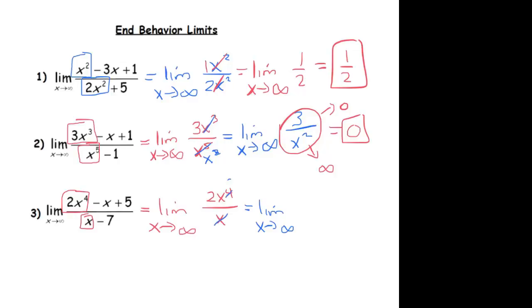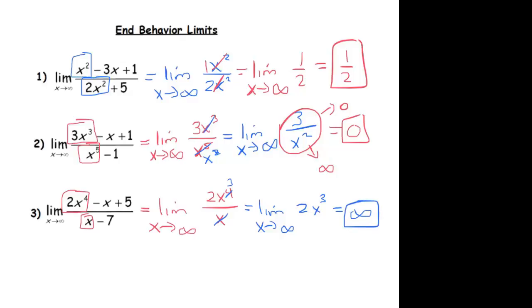Again, if you don't see it at that point, you could take it one step further, divide one of those x's by one of them up there to be left with this, and now it's clear to see that as x goes to infinity, 2x cubed is just going to go to infinity. I mean, plugging in a large number into this expression is going to be a large number cubed times 2, so clearly that's going to infinity.